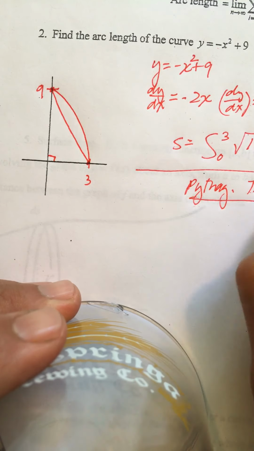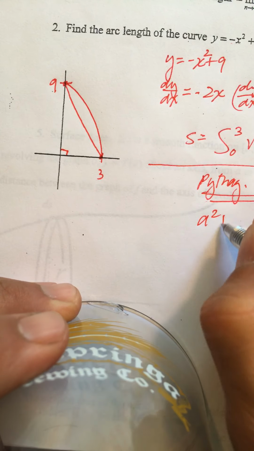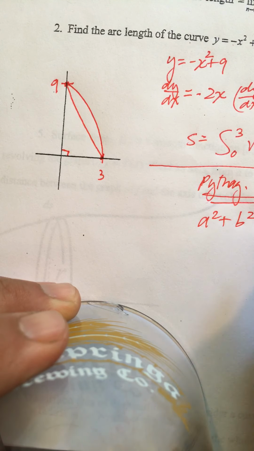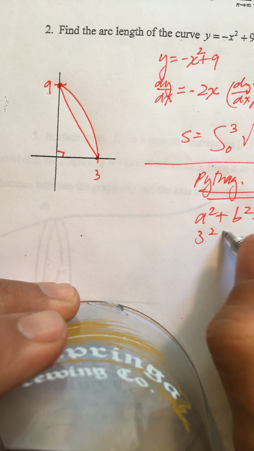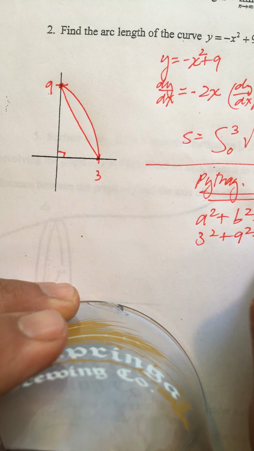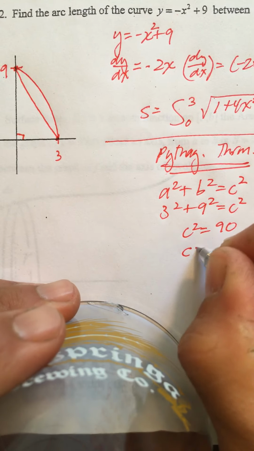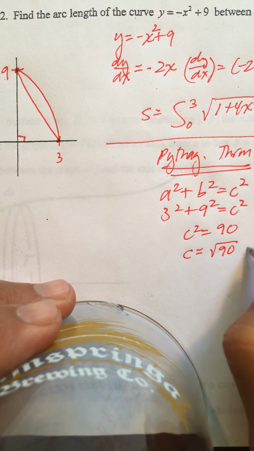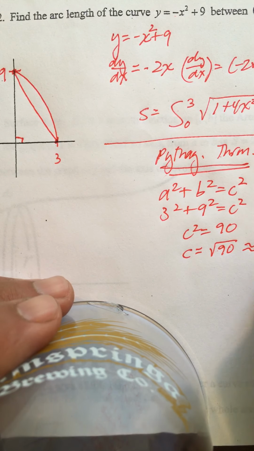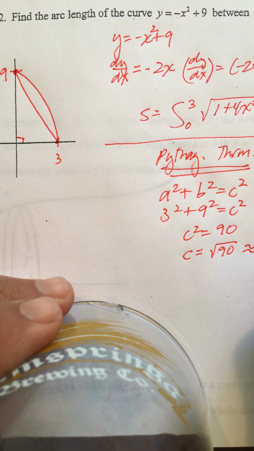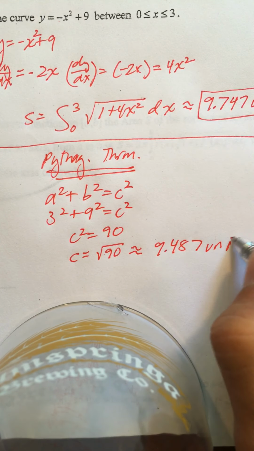Okay, so if we use the Pythagorean theorem, we would see that a squared plus b squared equals c squared. So we'd have 3 squared plus 9 squared equals c squared. C squared would equal 90. And then c would be the square root of 90, which is approximately, in your calculator, 9.487 units.